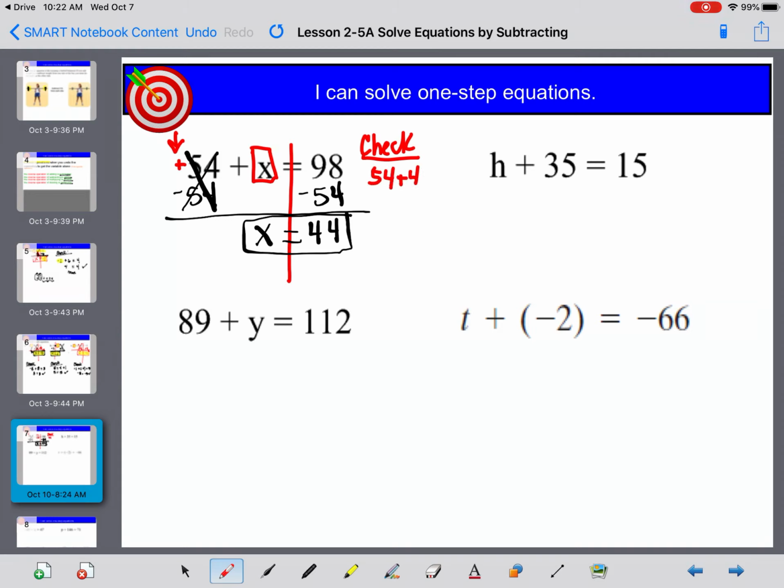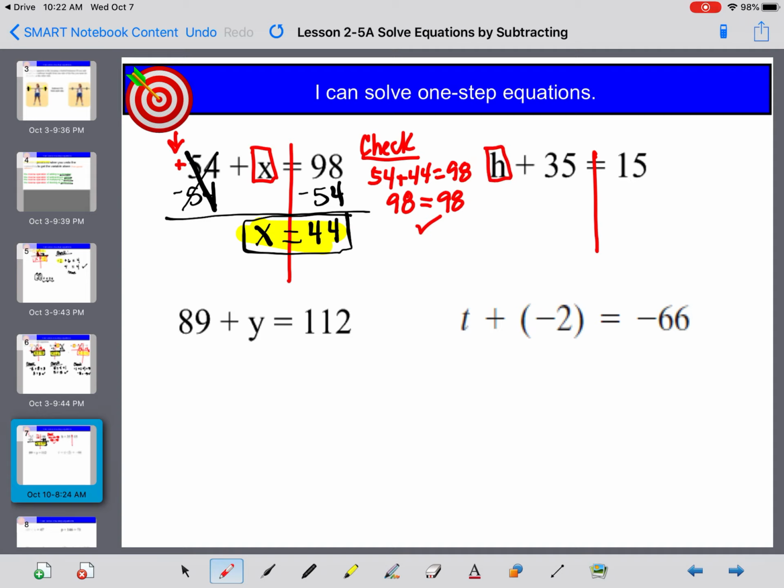54 plus 44, does that equal 98? Well, actually do the math. Don't just write 98 equals 98. I see when I actually do the math that 98 equals 98 and that that is the correct answer. So 44 is correct. Next problem.